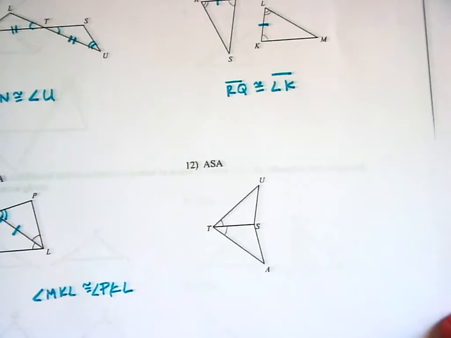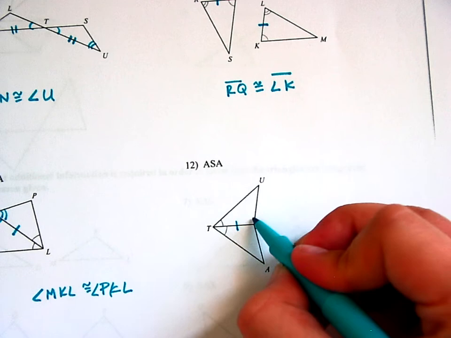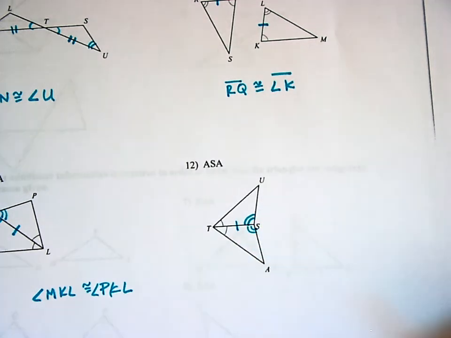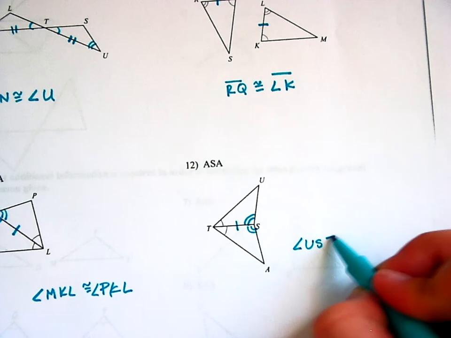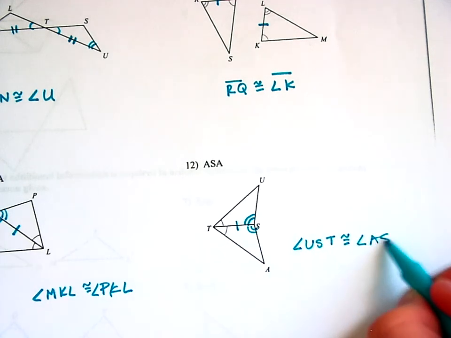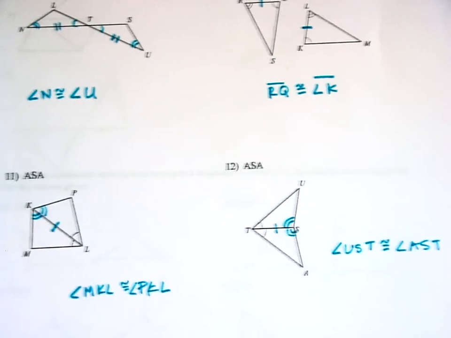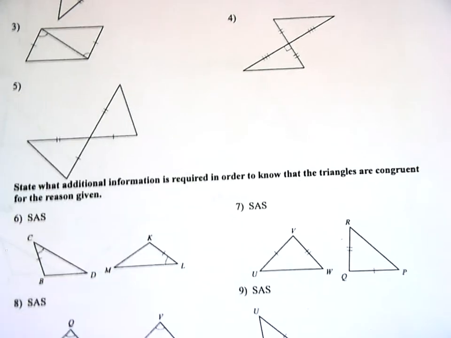All right, and then last one, again, we've got an angle, we've got a side that they share, and then that last angle that we need to add in additional information is this angle right here, S. So UST has to be congruent to AST in order for those triangles to be congruent. The last thing I have on this congruency, ASA, is some proofs, but we are going to move on to the next one before we start proofs.